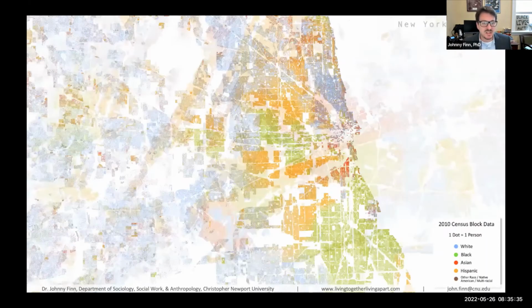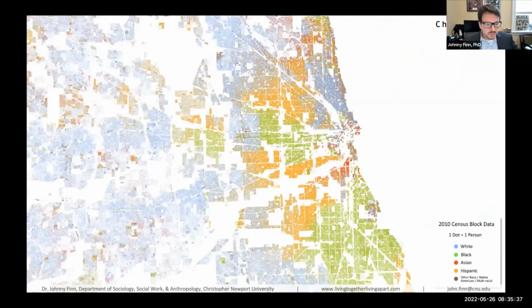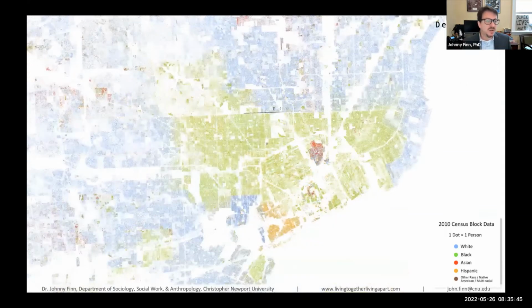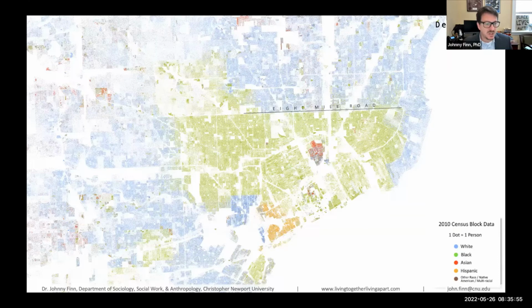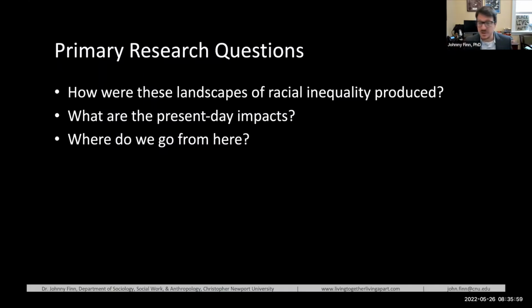This pattern repeats itself, for example, in Chicago, statistically one of the most segregated cities in the country. It repeats itself in Detroit, with the infamous 8 Mile Road that divides the city of Detroit from the overwhelmingly white Macomb County to the north, and so on. It repeats in city after city after city. And so really the animating questions of my research over the last 4 or 5 years have been threefold.